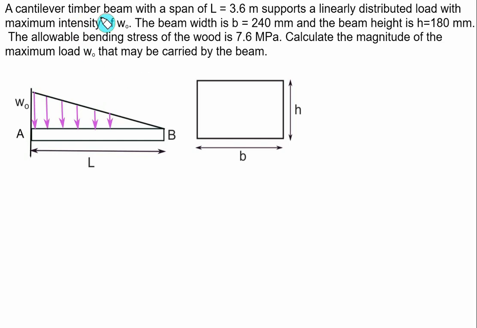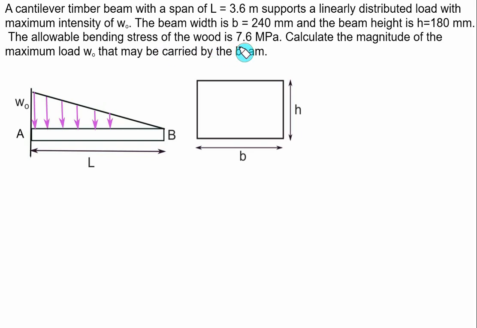A cantilever timber beam with a span L equal to 3.6 meters supports a linearly distributed load, that is a uniformly varying load. Maximum value of the intensity is equal to W0. The beam has a width equal to 240 mm and the height is equal to 180 mm. Allowable maximum value of the bending stress in the wood is 7.6.